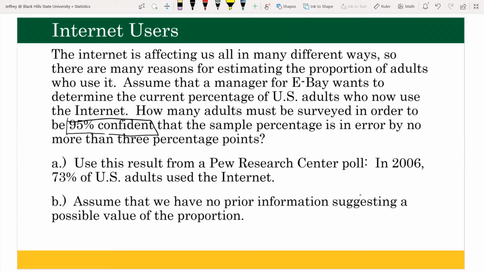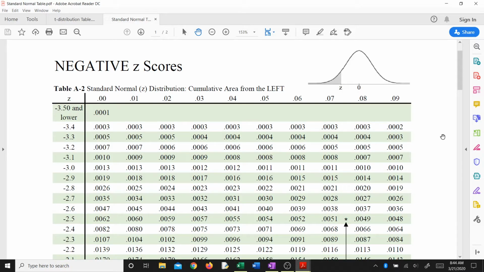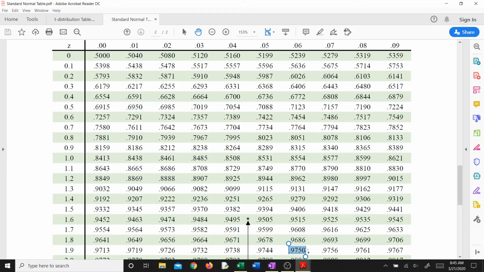Remember that if we were to draw out the normal distribution curve, the middle area is the 95%. So either tail has 2.5%, meaning we want the z-score that has an area of 2.5% to the right of it. In the table, we can look for the area of 0.025 to the left of it, and that would give us the negative z-score. Or we can take 1 minus 0.025 to get 0.975. The z-score that gives us an area of 0.975 to the left of it is 1.96.